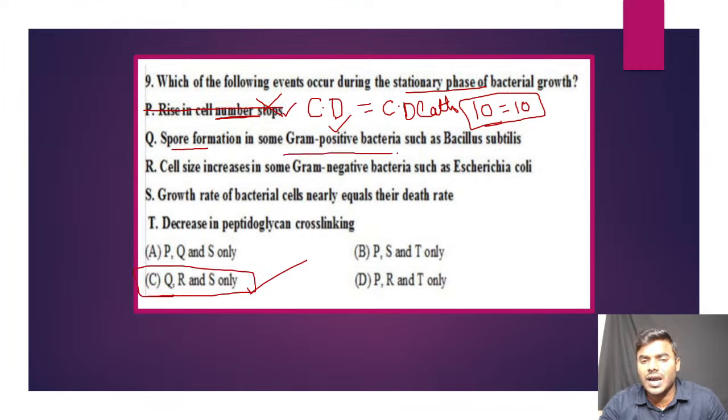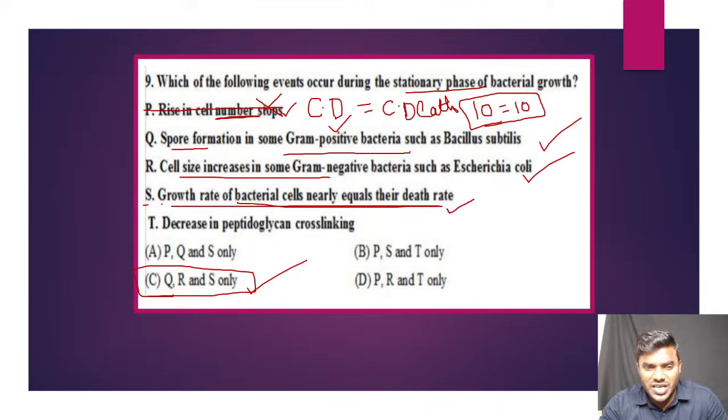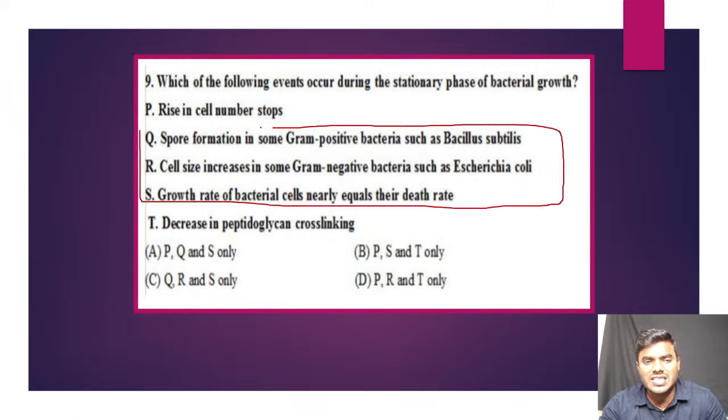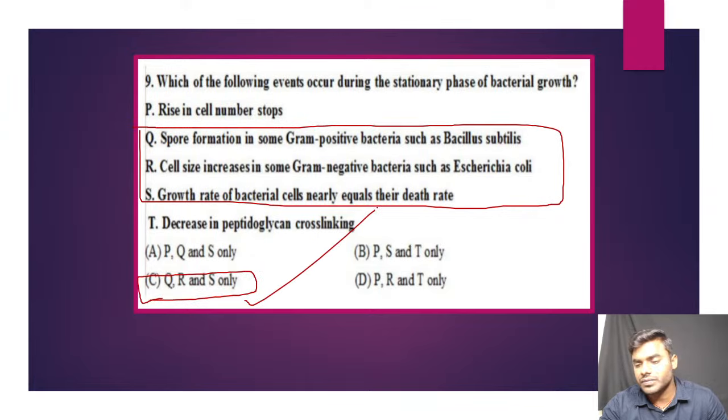Spore formation in gram-positive bacteria, right statement. Cell size increases, right. Growth rate of bacteria nearly equals the death rate, right. They have given these in the form of options P, Q, R, S. Rise in the cell number stops, that is a wrong statement. Always there is a balance. Hence Q, R, S are the correct statements, and hence the correct answer will be C.